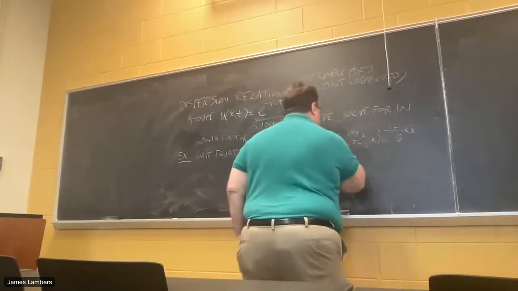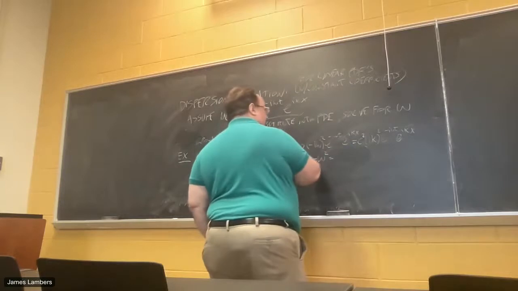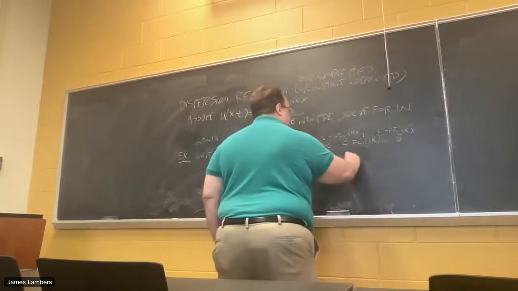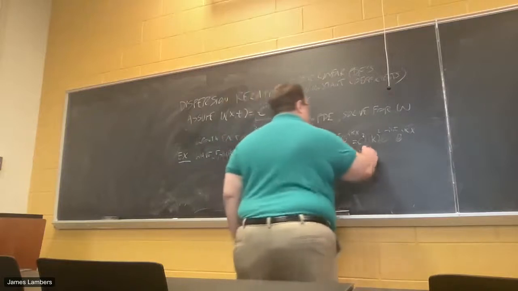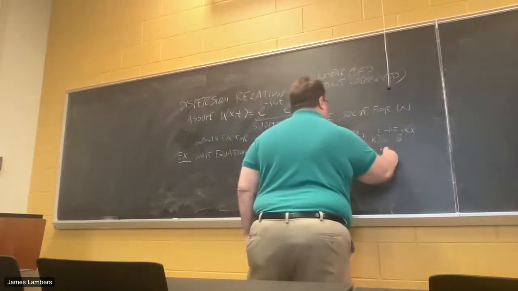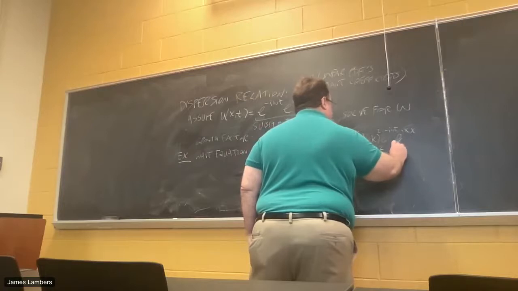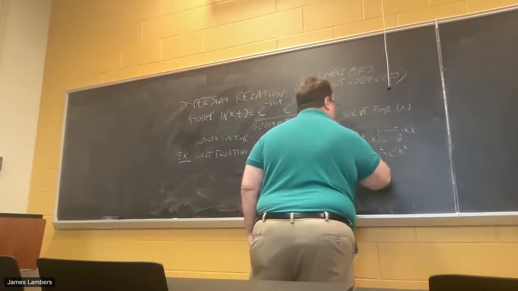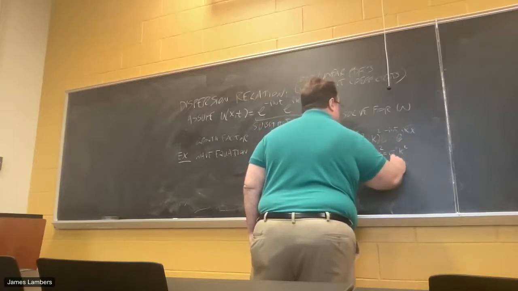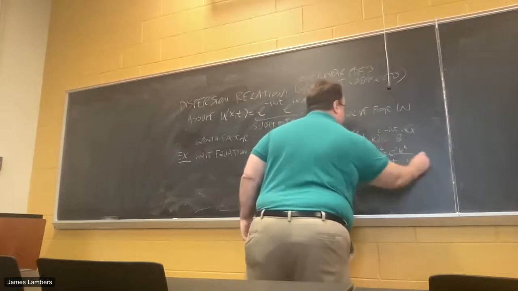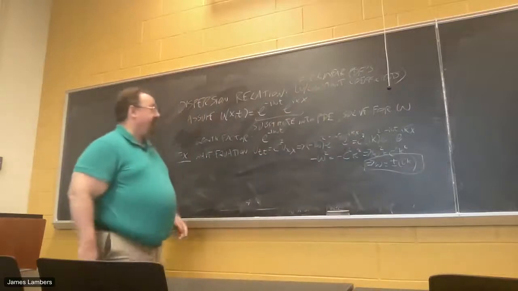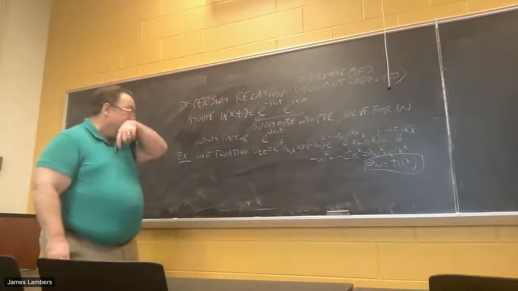So minus omega squared on the left equals minus c squared k squared on the right. So I have omega squared equals c squared k squared. So omega is equal to plus or minus ck. So this is the dispersion relation for the wave equation.